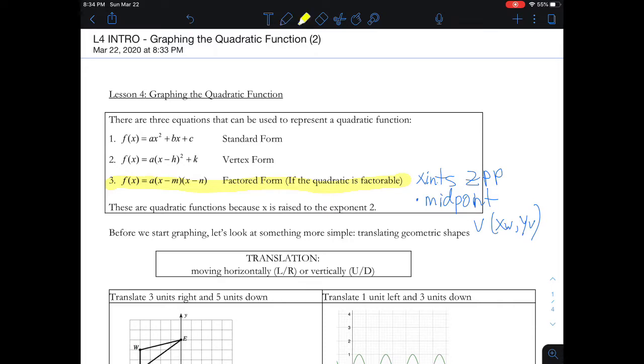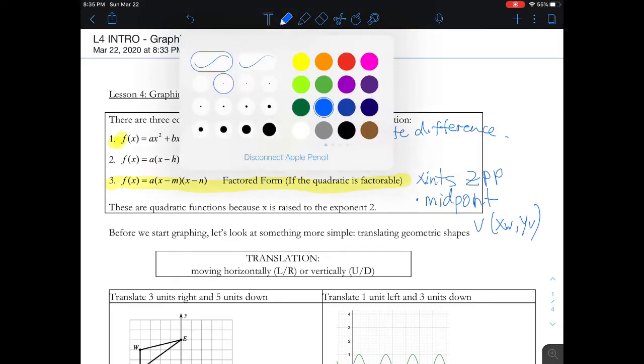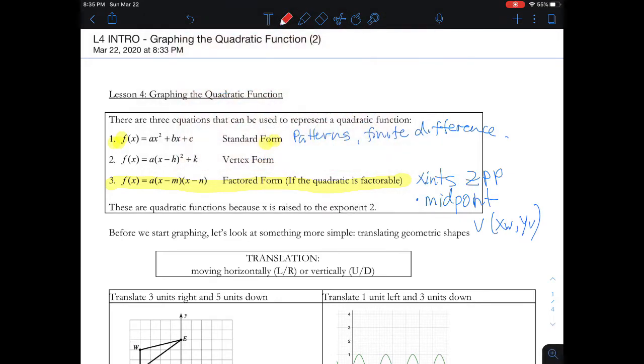We also talked briefly about this form, standard form, when we talked about patterns and finite differences in a previous lesson. So the focus of today's lesson is, as you can imagine, our middle version here. Of course, these all represent quadratics, but this is the one we're looking at today, vertex form.